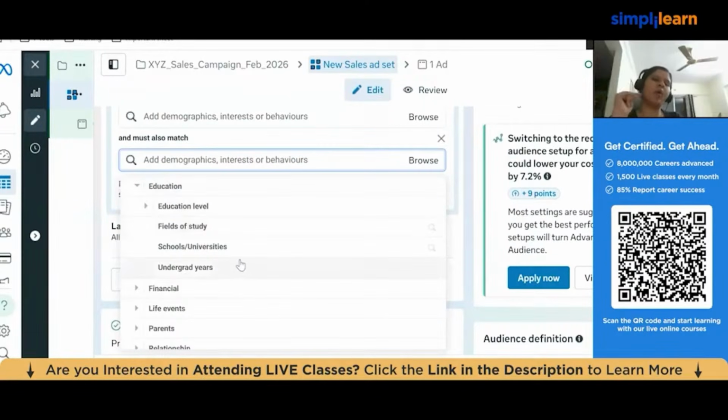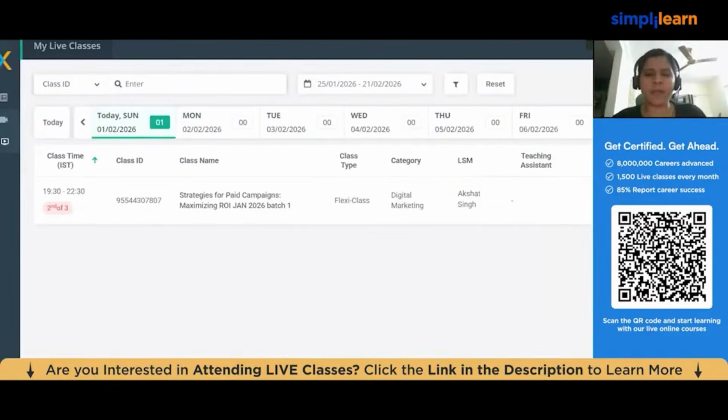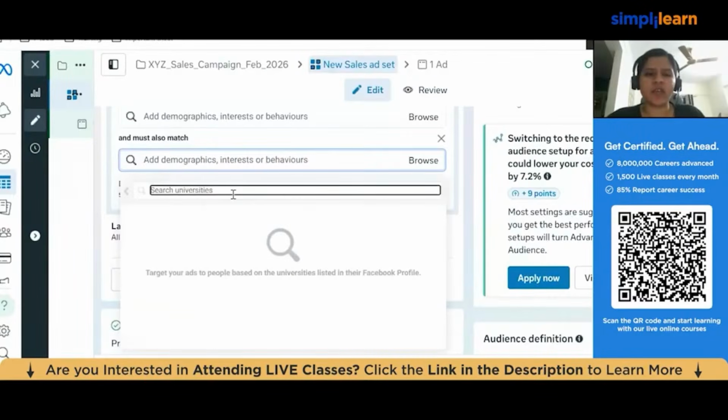What would make the audience a bit premium? Would the education level decide if that audience is premium or not, or would the kind of degree they have got decide it, or the colleges they have visited? What you can do is target people based on the colleges. So you can just search for the college's name.